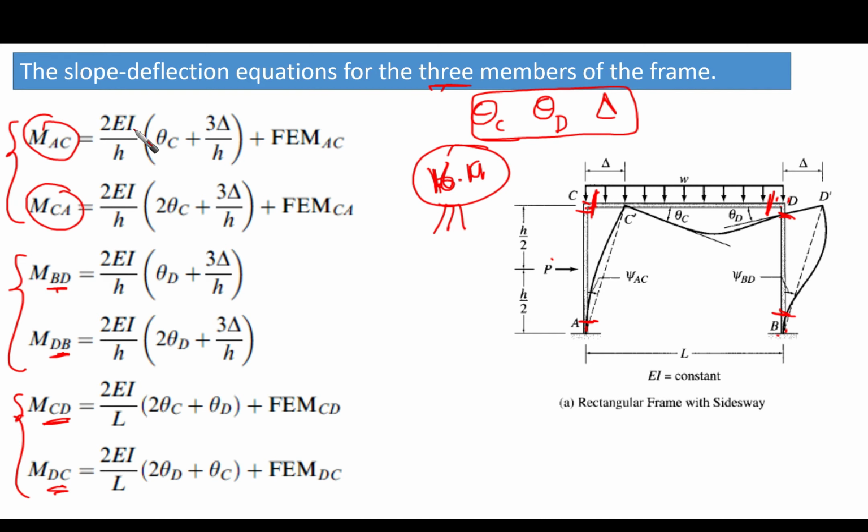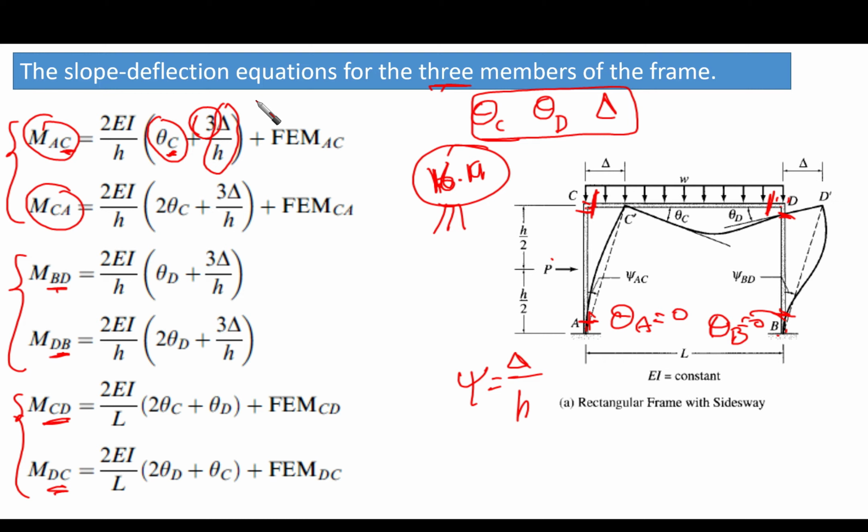So this is 2EI over H times theta C, because this is the far end here, and the 2 theta A is going to be 0 because theta A equals 0 and theta B equals 0 because they are fixed. Then plus 3 times psi. This is psi that we have said before. It is going to be delta over H. So this is 3 times psi, and then plus the fixed end moment.